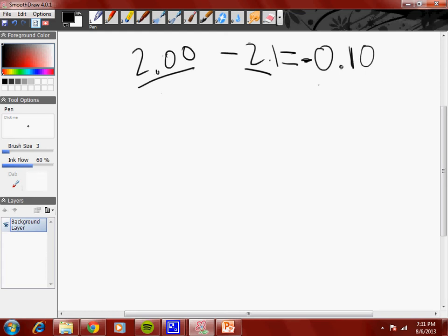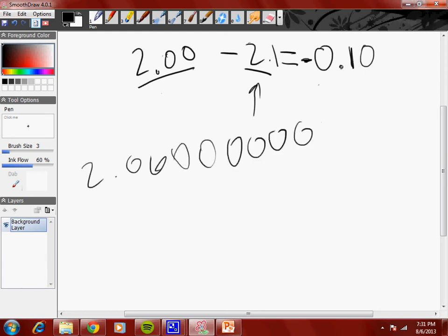because when I subtract these 2 numbers, I subtracted a number that has 2 significant figures from a number that has 3 significant figures. And when I do that, my answer can only be as accurate as the least accurate number.